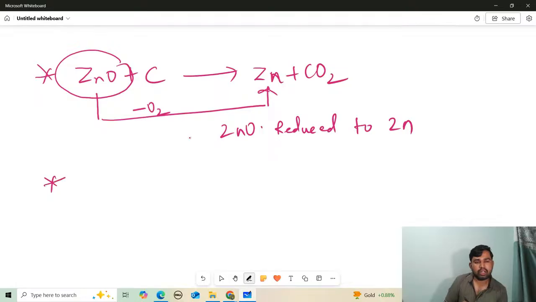Similarly, one more example we have: MnO2 plus HCl.